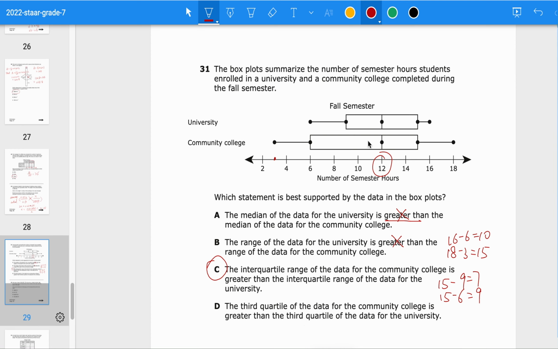And D, the third quartile of the data of the community college is greater than the third quartile. 1, 2, 3. This is the third quartile. And also this is the third quartile. And we can see they are the same. So it's not greater. This is wrong.